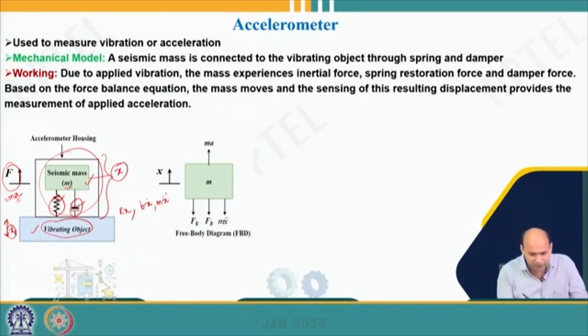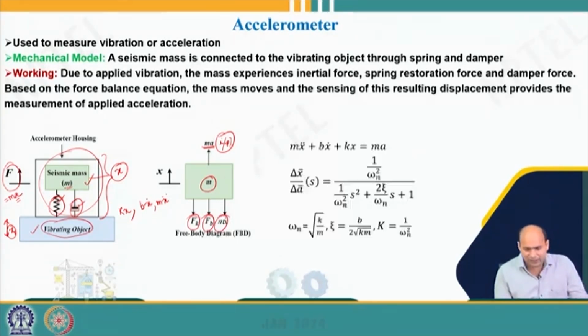So now if I draw the free body diagram with respect to the mass of this acceleration sensor, this is your ma, the acceleration force, that is your input, right? And the other forces acting on the mass, the spring restoration force, damper force and the inertial force, will be acting opposite to the input force. And if I write the force balance equation, then simply m x double dot plus b x dot plus k x will be equal to your ma, isn't it?